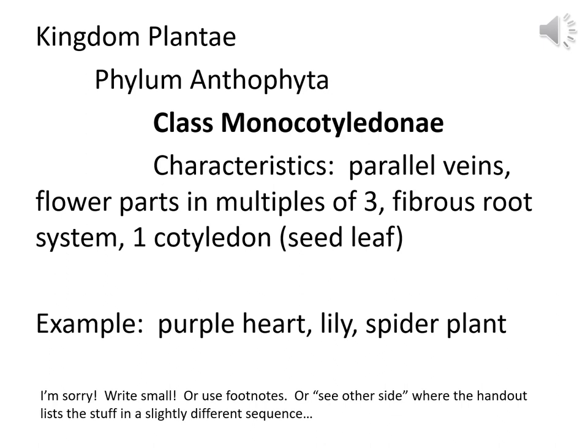The lily does have a class. The class is called class Monocotyledonae. Write small. Write monocot. Monocot is short for class Monocotyledonae. The characteristics are the same as we talked about on the page before. It does have parallel leaf veins. The flower parts are in multiples of three.